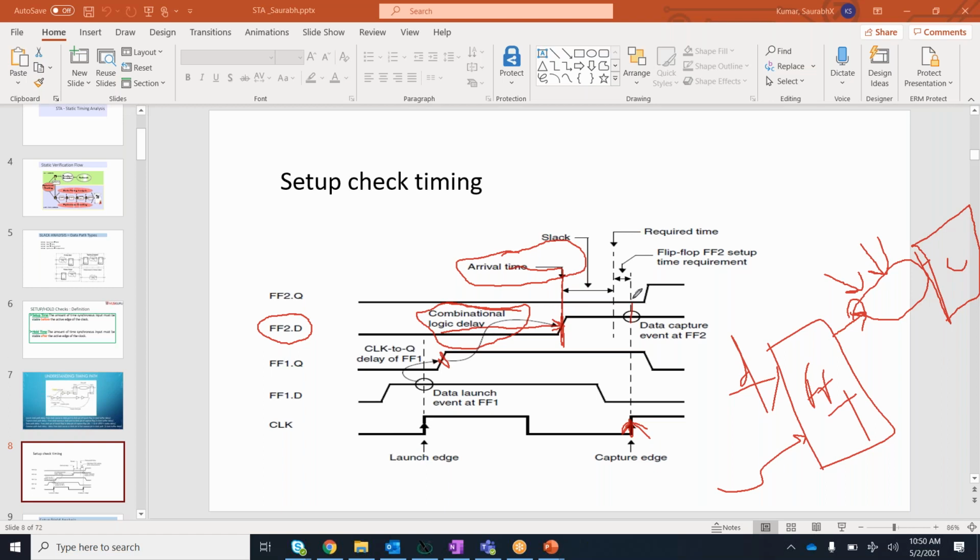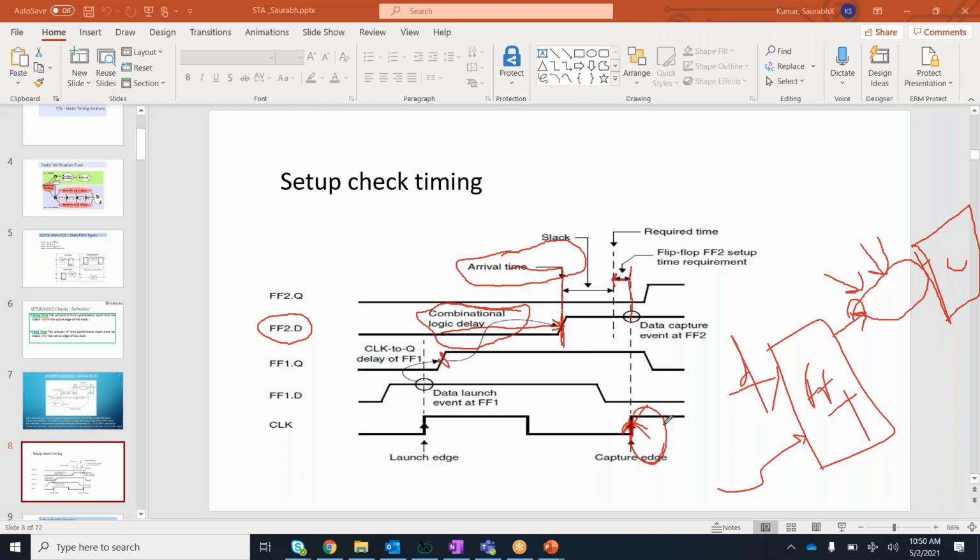This is the setup time for this capture flop. This capture flop needs this much time to settle down the data, to take the data. So all my inputs should be available before this time. This time is not in my hand. I have time till here. You reached early, so you are on the safe side.